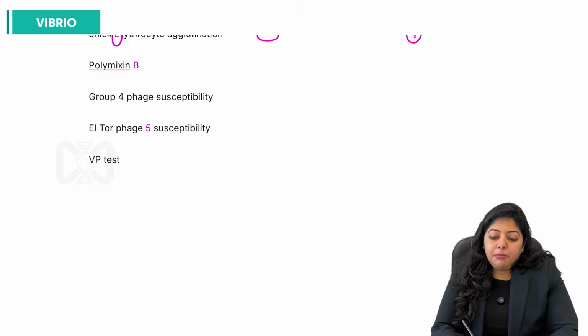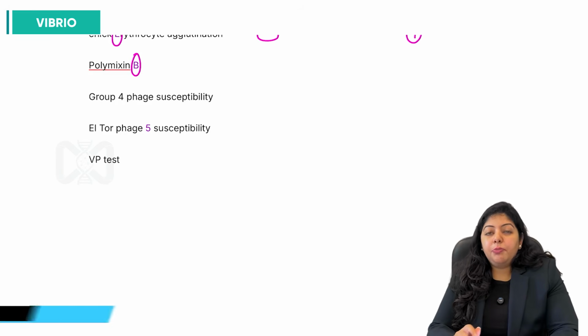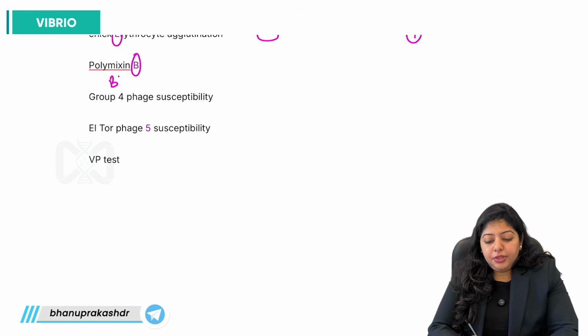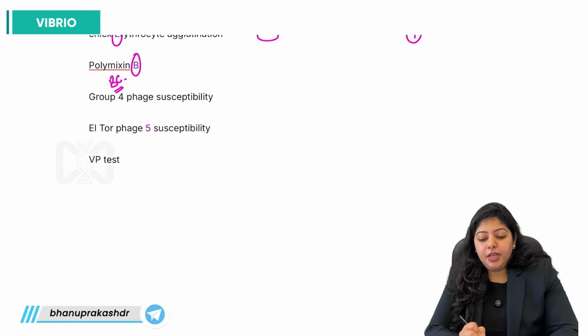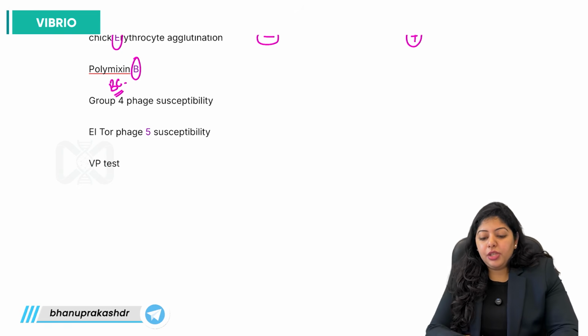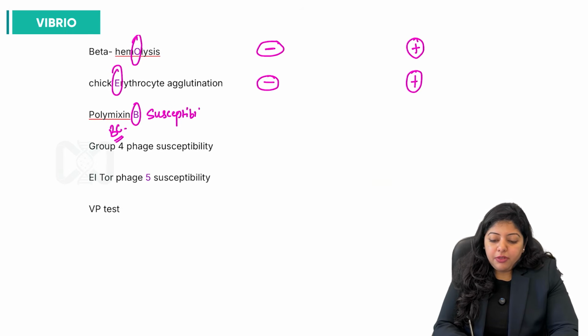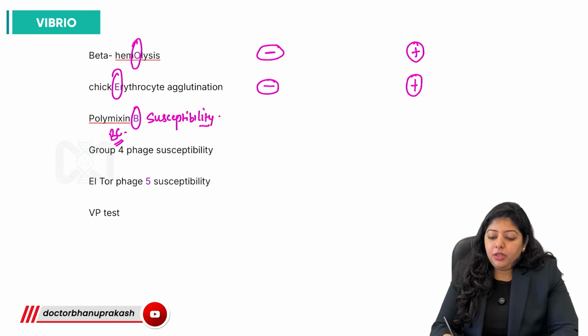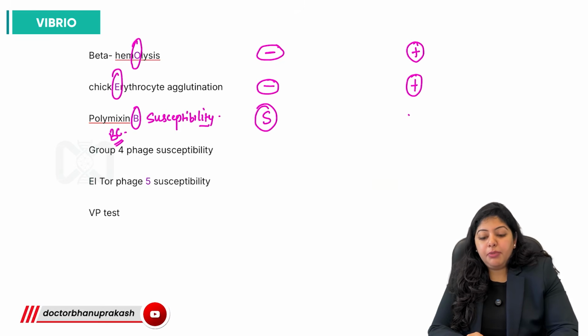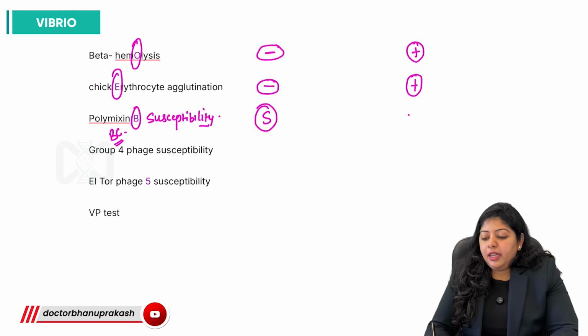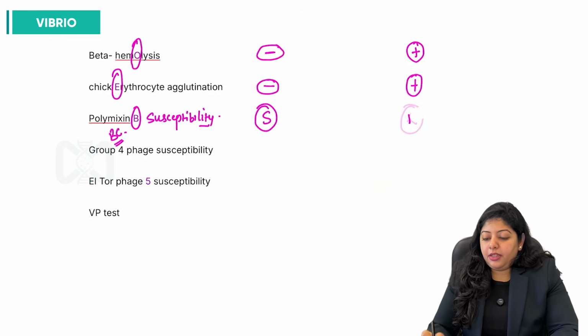Then polymyxin B susceptibility. B and C are the letters which come together, so B comes before C. So polymyxin B susceptibility would be positive for classical. Classical is going to be susceptible to polymyxin B, whereas the El Tor biotype is going to be resistant, right?